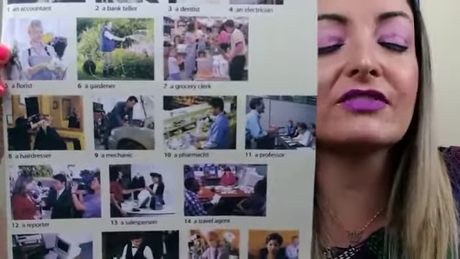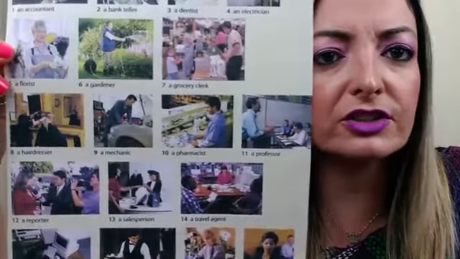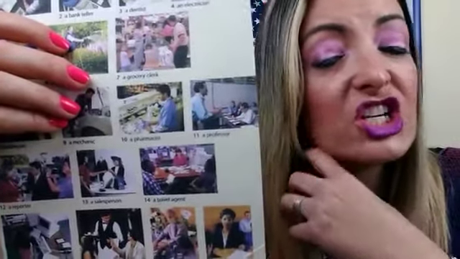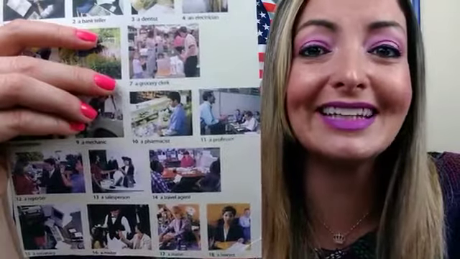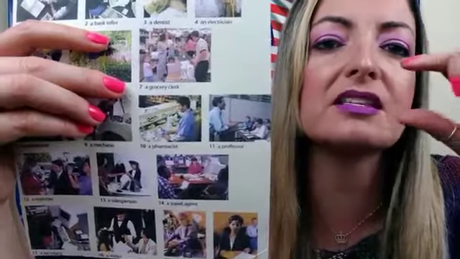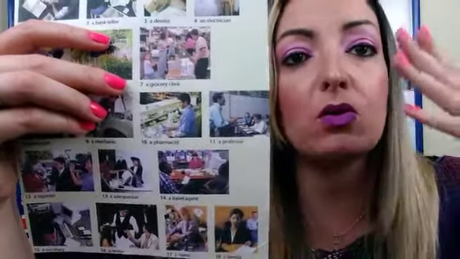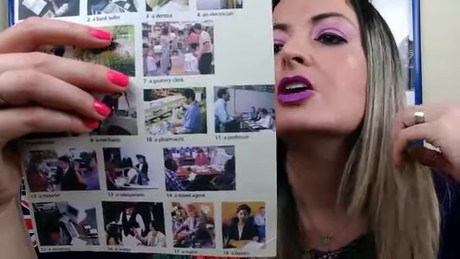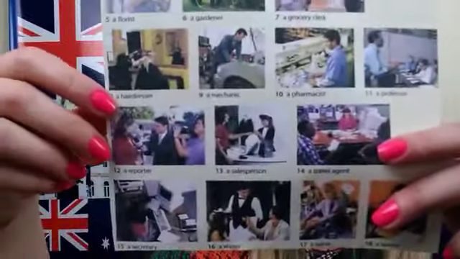A gardener, que vem de garden, jardim, jardineiro, a gardener. Are you a gardener? Grocery clerk. Clerk é de balcão ou cashier, de caixa. Clerk fica no balcão e grocery é a quitanda, né? O mercadinho, small market. Big market é o supermarket. Esse é o grocery, mercadinho. Então, grocery clerk é o balconista do mercadinho, ok? Ou cashier é o caixa, alright? Grocery clerk pergunta. Are you a grocery clerk?